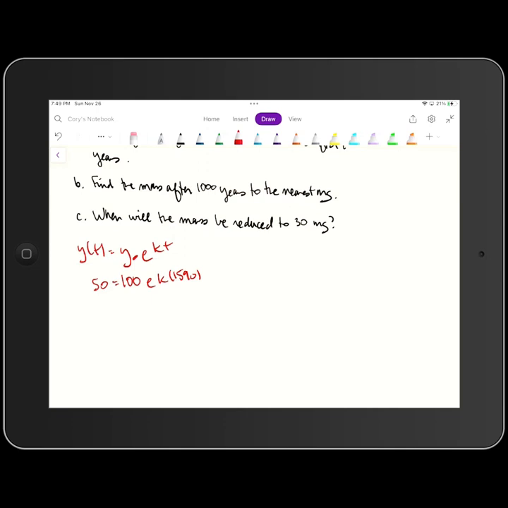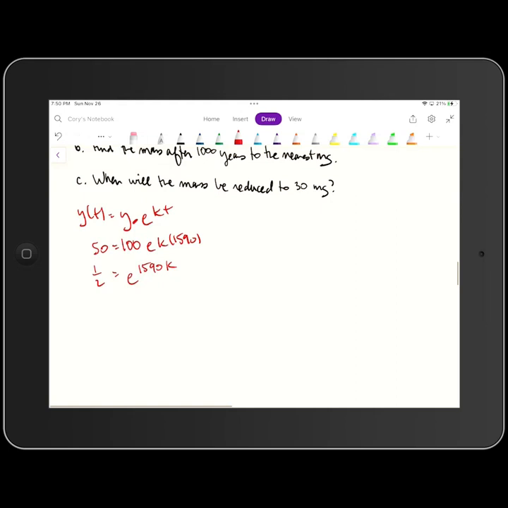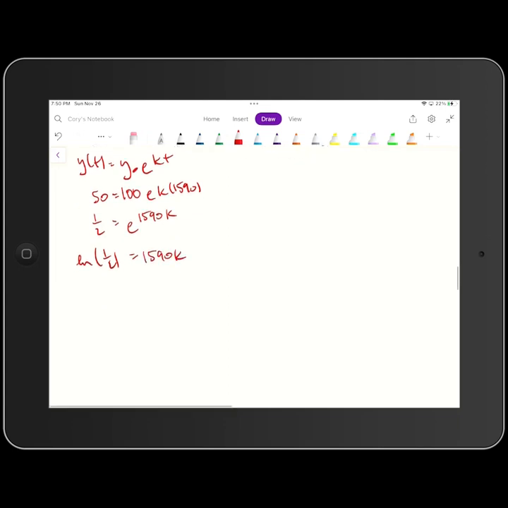50 divided by 100 is 1/2. And that's going to be equal to e raised to the 1590 times k power. Then we can solve for k by applying natural log to both sides. So we get the natural log of 1/2 equal to, when I take the natural log of the right-hand side, 1590 times k, which makes k equal to the natural log of 1/2 divided by 1590.